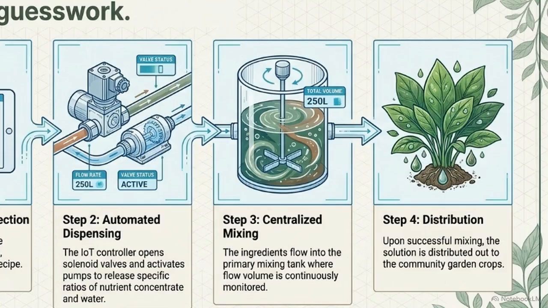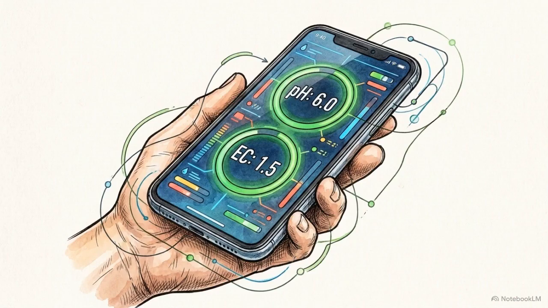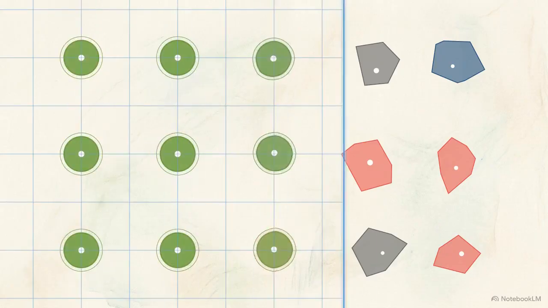Only after the solution passes this strict chemical audit is it finally cleared for Step 4, flowing out into the garden to feed the crops. This closed-loop verification guarantees optimal chemical balance every single time. It turns an environment built on guesswork into one governed by mathematics.